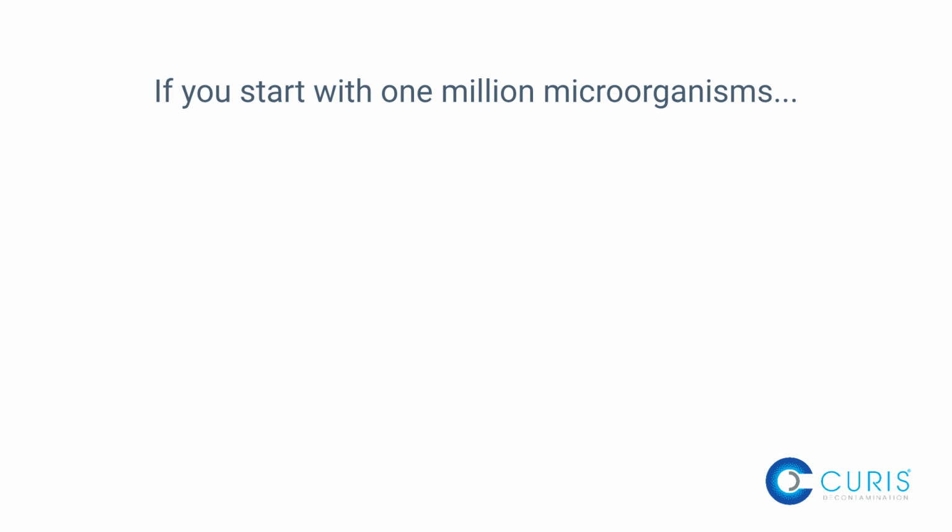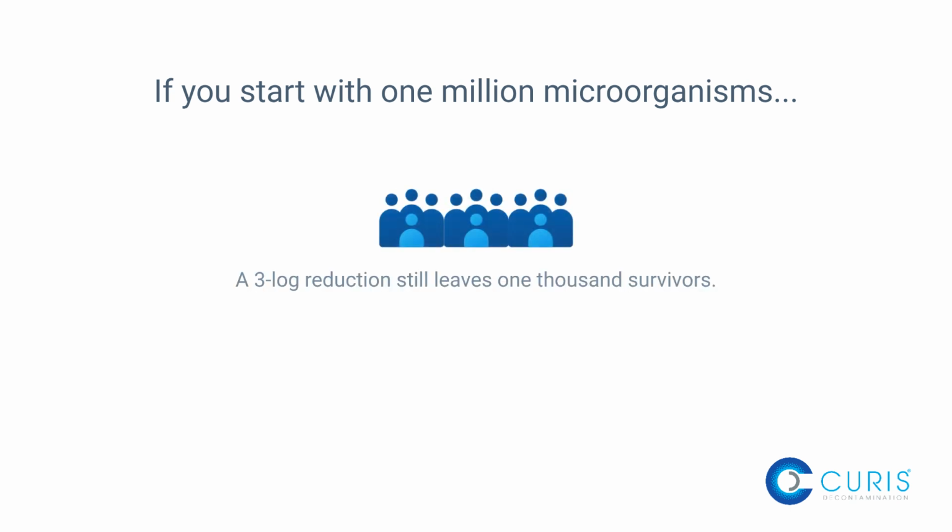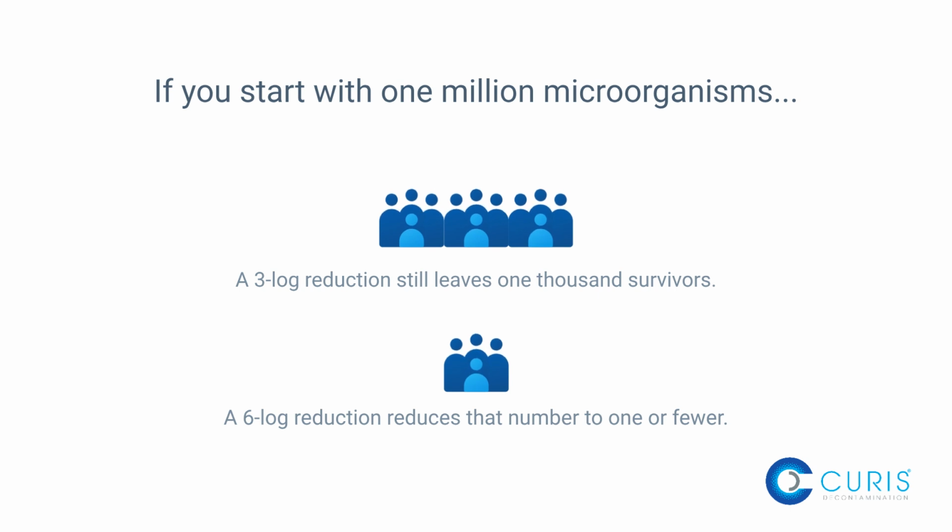99.9999%. Here's why. If you start with 1 million microorganisms, a 3-log reduction still leaves 1,000 survivors. A 6-log reduction reduces that number to 1 or fewer. In critical environments, that difference isn't small, it's everything. That's why regulatory standards require a minimum 6-log reduction for bacterial spores, and sometimes even higher levels depending on the application.